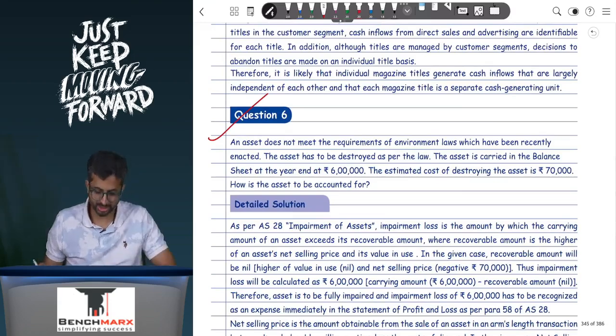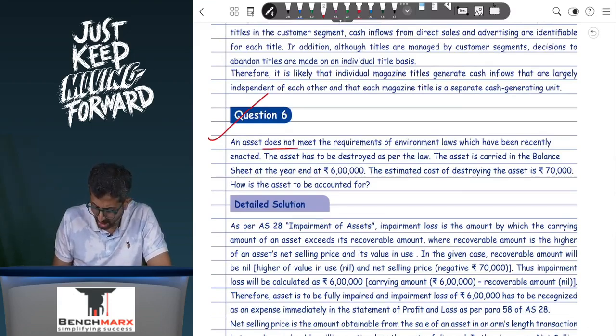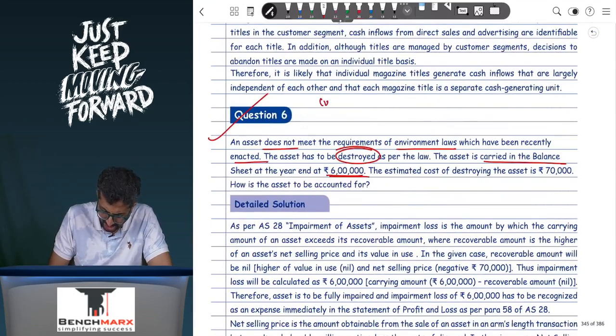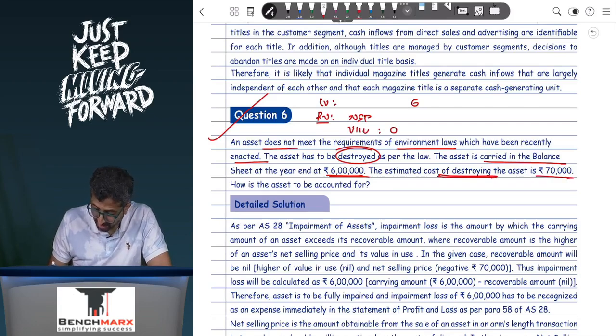Next, you go to question number 6. An asset does not meet the requirements of environmental laws which have been recently enacted. Okay. The asset has to be destroyed as per law. If it is destroyed, it cannot be used. The asset is carried in the balance sheet at the year end at 6 lakhs. So, the carrying value is 6 lakhs. The recoverable value is the net selling price or value in use. If it has to be destroyed, value in use is 0. The estimated cost of destroying the asset is 70,000.